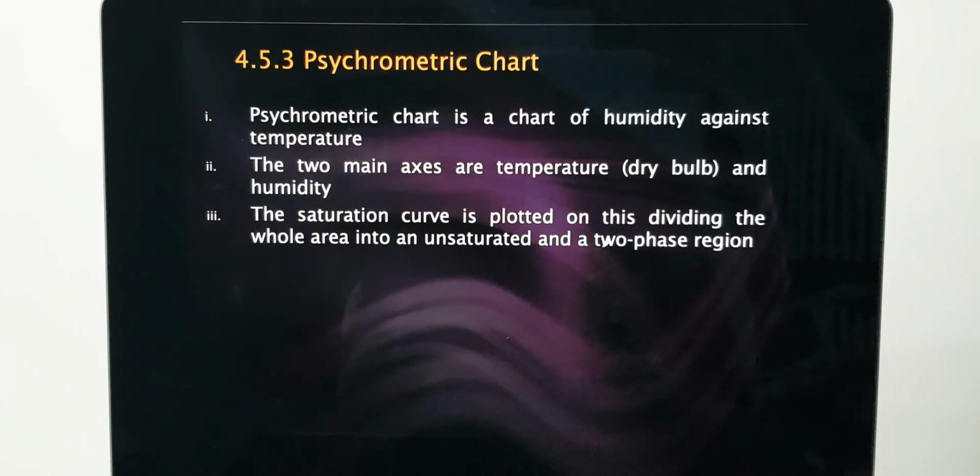Alright? The psychrometric chart is a chart of humidity against temperature. The two main axes are the temperature of dry bulb and humidity. The saturation curve is plotted on this, dividing the whole area into an unsaturated and a two-phase region. Okay, so I will show you how to use the psychrometric chart.